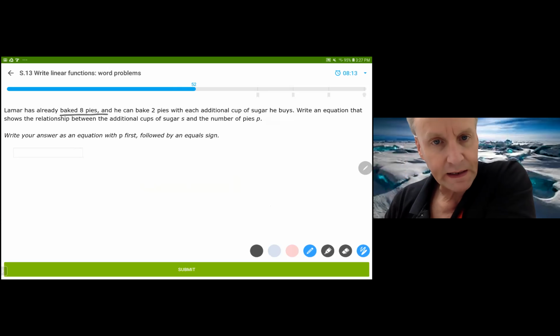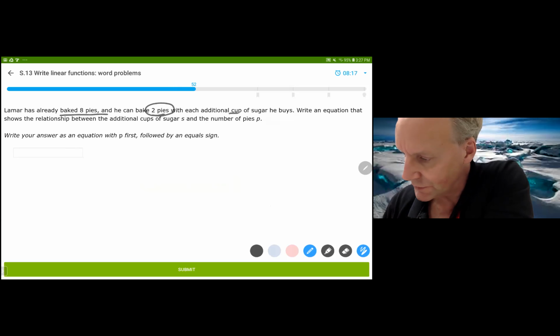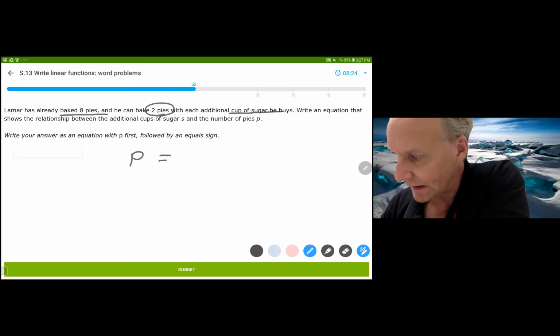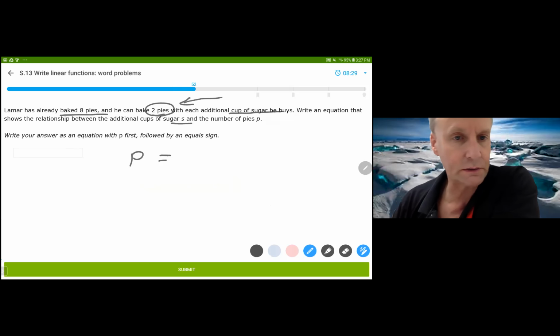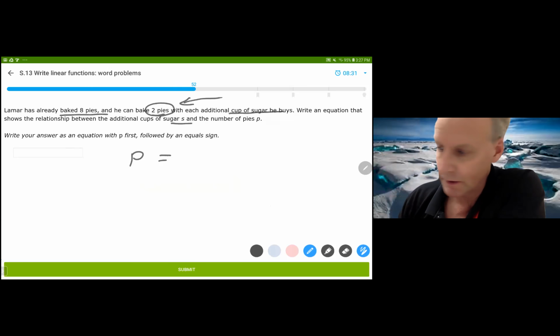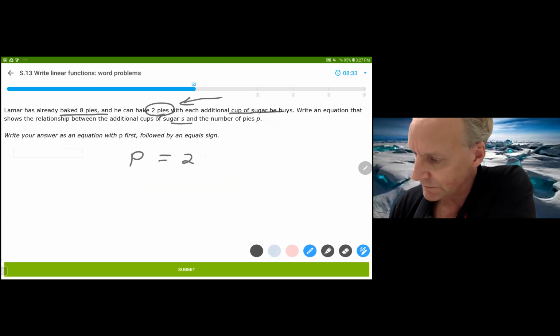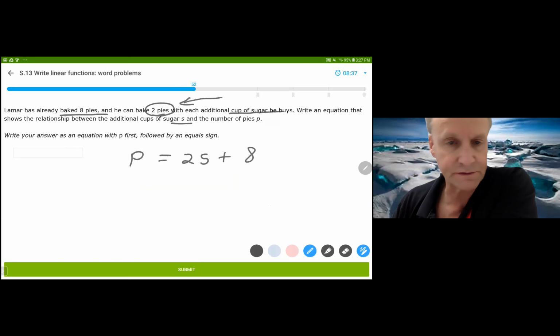Already started with 8. Going to make 2 additional pies for each cup of sugar. P, starting it out, is the number of pies, and cups of sugar is S. So he's going to make 2 additional pies for each cup of sugar. So that's 2 times the number of cups of sugar he has, plus the 8 original pies that he started with.